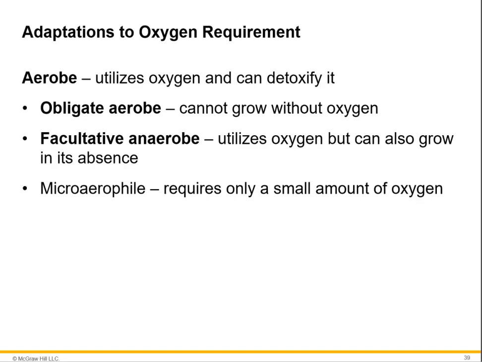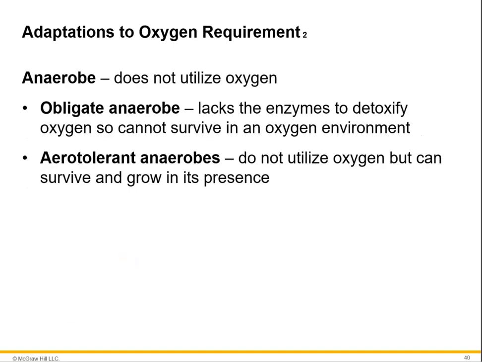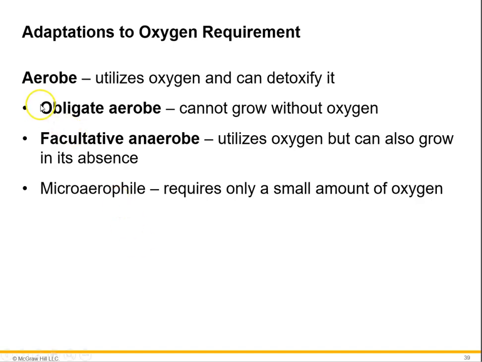Now, when we talk about microorganisms, especially bacteria, one very common way to classify them is whether they can metabolize oxygen. So you have aerobes. These guys can utilize oxygen and detoxify it. And you have anaerobes, which cannot utilize oxygen. So for aerobes, you have obligate aerobes. These guys have to have oxygen. They cannot grow without it. You have facultative anaerobes, and these guys can use oxygen, but they can also grow in its absence. So you'll see facultative organisms can survive in a wider range of environments.